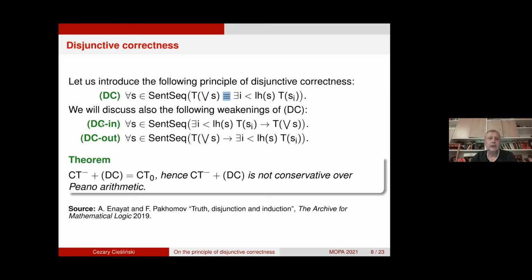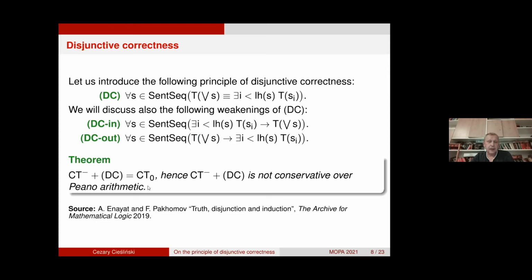So we have disjunction introduction. I think that was how I called this in the abstract. Sorry, I use a different notation here. So this is disjunction introduction: if one of these sentences from the sequence is true, then the whole disjunction over the sequence is true. So we can introduce this disjunction. And DC out, or disjunction elimination: if a disjunction is true, then we can go to one element.